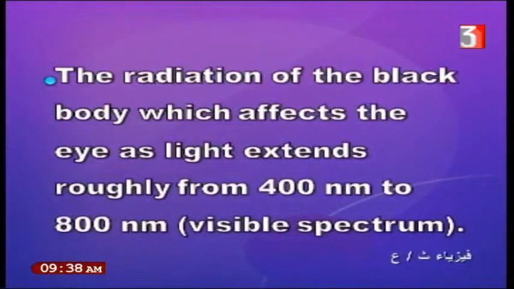The radiation of the black body that can be seen by the human eye as light extends roughly from 400 nanometers to 800 nanometers. To convert nanometers into meters, it is multiplied by 10 to the power of -9. This is the visible spectrum.